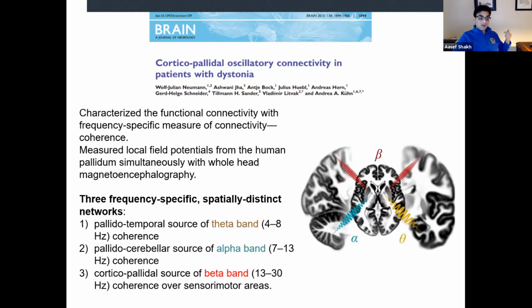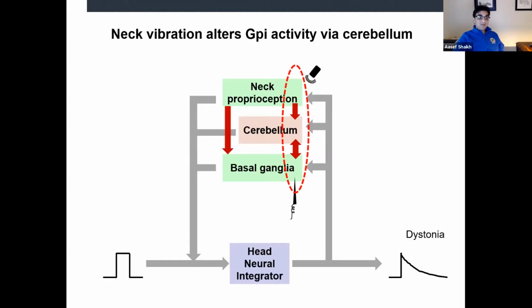The second one was somatosensory, more in the beta band, connecting to the sensorimotor areas of the cortex. And the third was the alpha band, which is the change that we saw in our data with vibration. Interestingly, it was in coherence with the cerebellum. So the alpha band, which is in coherence with the cerebellum, did change with vibration, not the other bands. What that means is that by vibrating the neck, we are actually modulating the circuit which goes through the cerebellum, and it changes the activity of the basal ganglia.